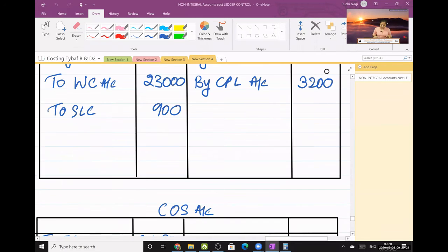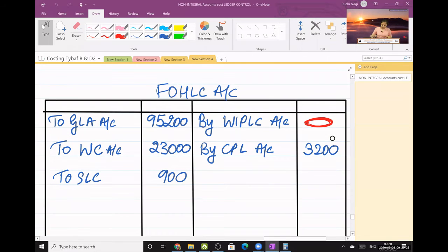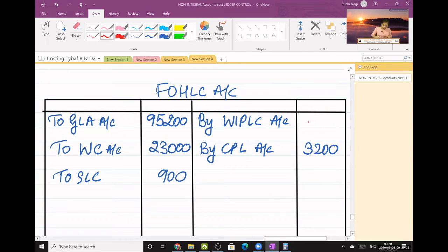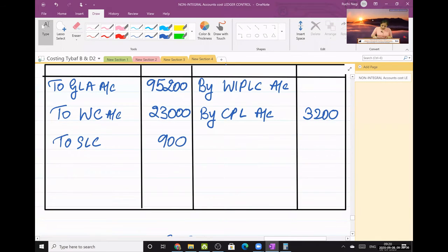So the FOH ledger will be closed first. I'm putting the number 1 here. This will be closed first. Remember, otherwise I would close stock first. Okay, let us do the closing.